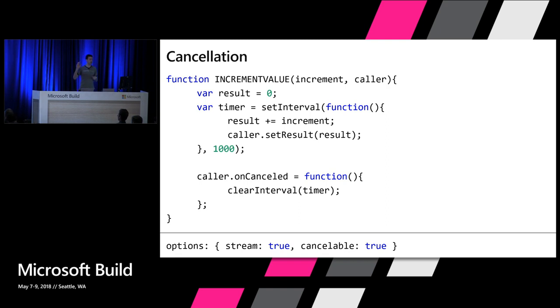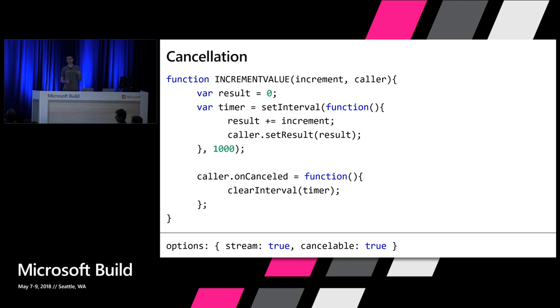And you can see, again, using that caller object that's passed as the final parameter in your function, it has an onCanceled property. I've implemented that to just clear the timer, so it frees up the memory inside your function every time that function is canceled.